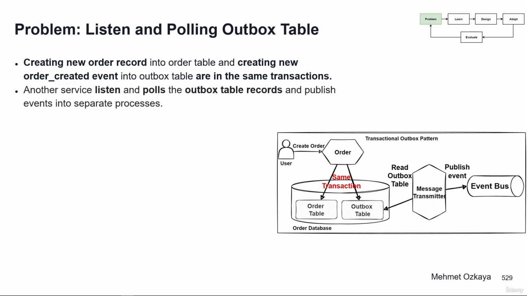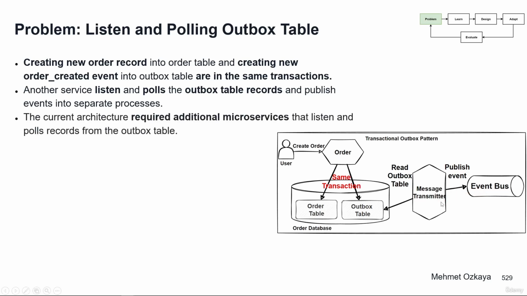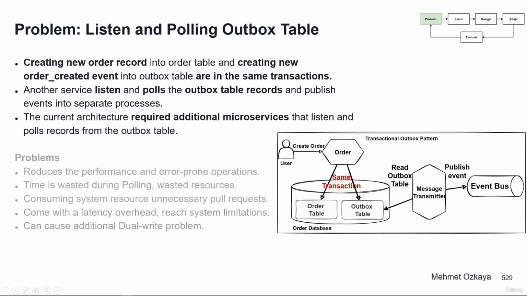But after that, another service listens to and polls the outbox table records and publishes events in separate processes. So the current architecture requires an additional microservice that listens to and polls records from the outbox table, and after that publishes the events to the event bus. So this becomes a problem, and here you can see the problems.